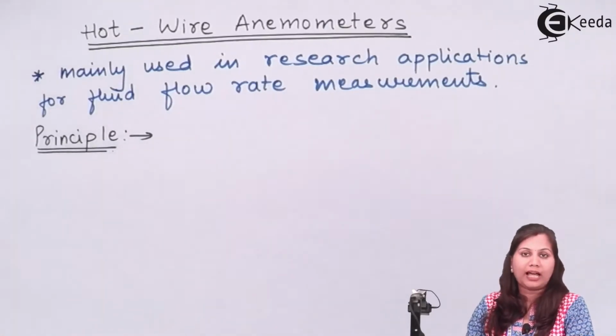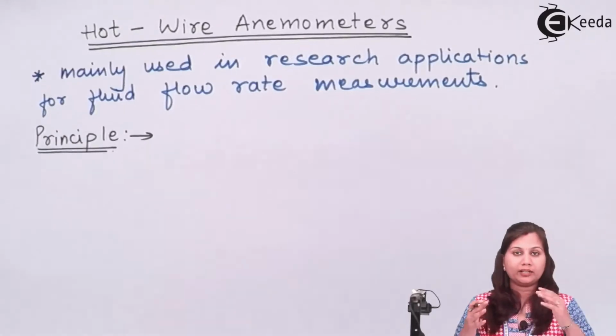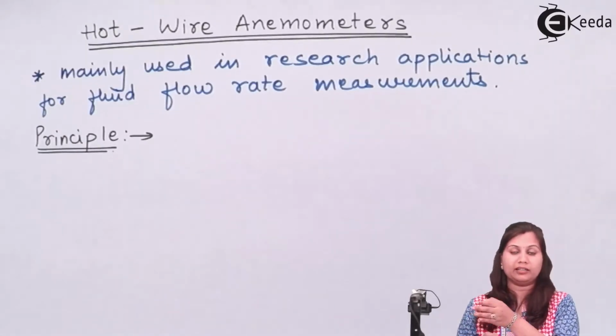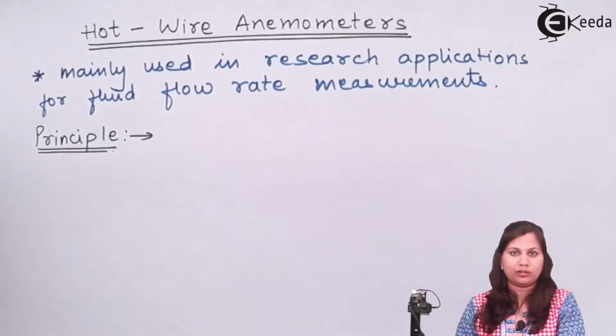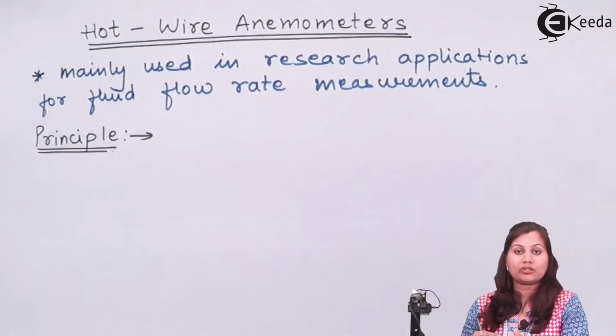Here also we will have a heated wire. That heated wire is placed in the stream of the fluid, the fluid which is flowing in the pipe. So when the fluid flows through it, the heated wire is going to lose its temperature. So by measuring the change in the temperature of the heated wire, we can measure the flow rate of the fluid.